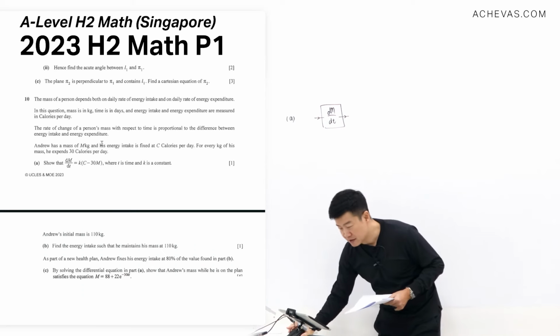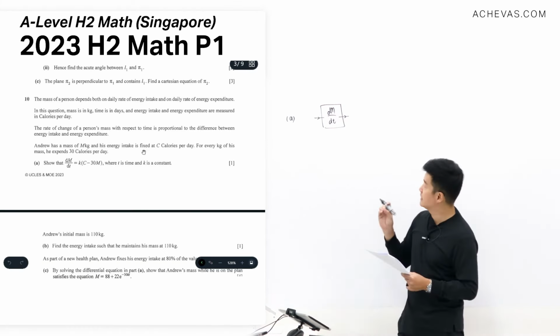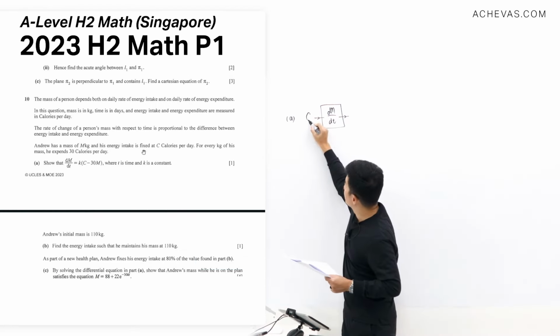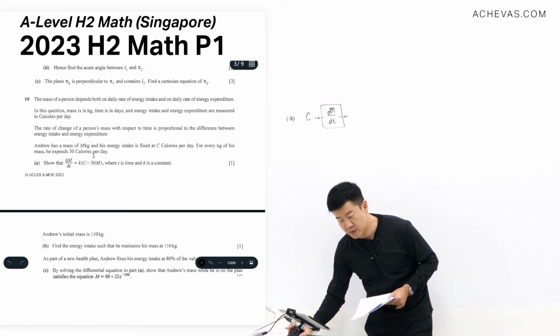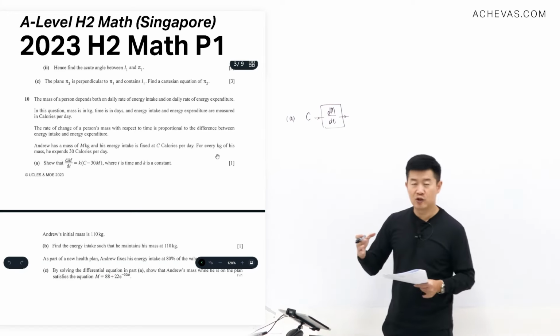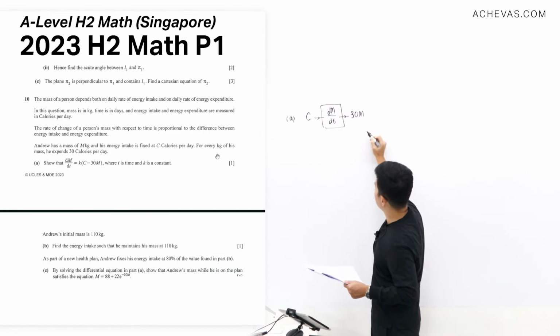The question says that the rate of change of a person's mass is going to be proportional to the difference between energy intake and energy expenditure. And energy intake for Andrew is going to be fixed at C calories per day. So the rate of input is going to be C. And for the rate of output, it is going to be the energy expenditure. For his energy expenditure, it's going to be 30 calories per day per kg. And Andrew is m kg. That is why the rate of output is going to be 30 multiplied by m.